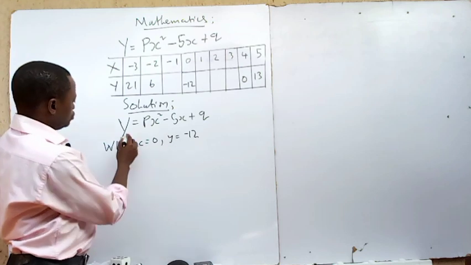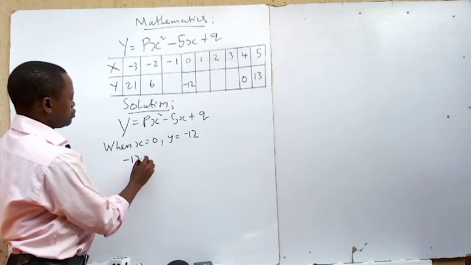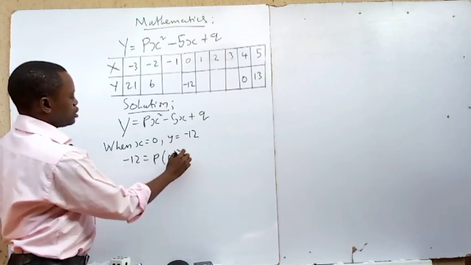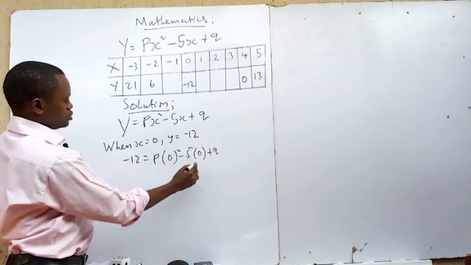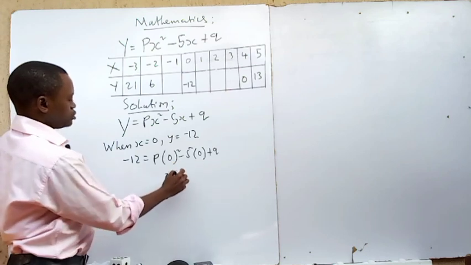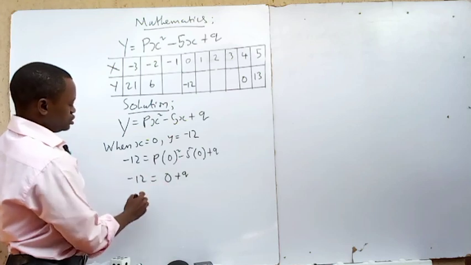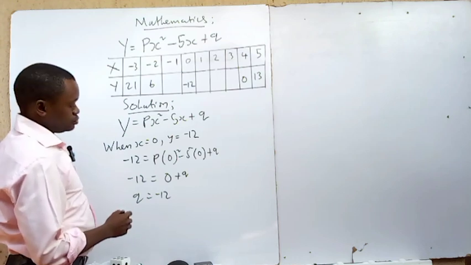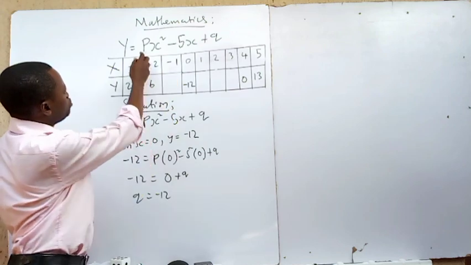So when x is 0, y is equals to minus 12, quickly we can make a substitution. So we put minus 12 here. You're going to have minus 12 equals to p in bracket 0 squared minus 5 in bracket 0 plus q. Of course, everything here now will become 0. So you have 0 here plus q, equals to minus 12. By implication, you can see that q is equals to minus 12.